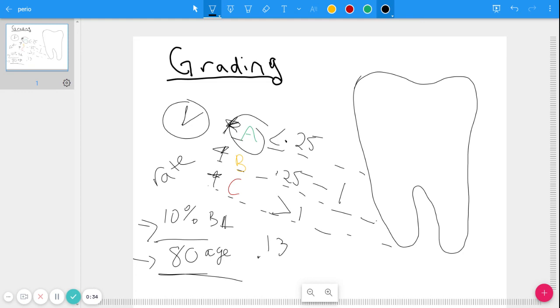But I hope that helps with categorizing them, makes it a little bit easier to identify.